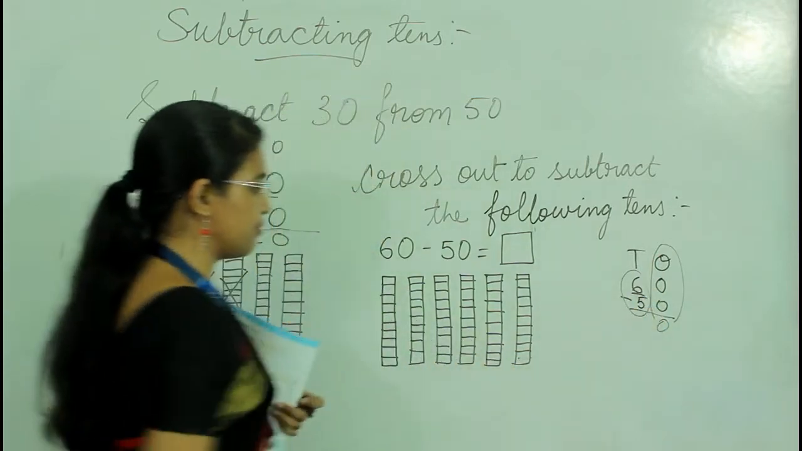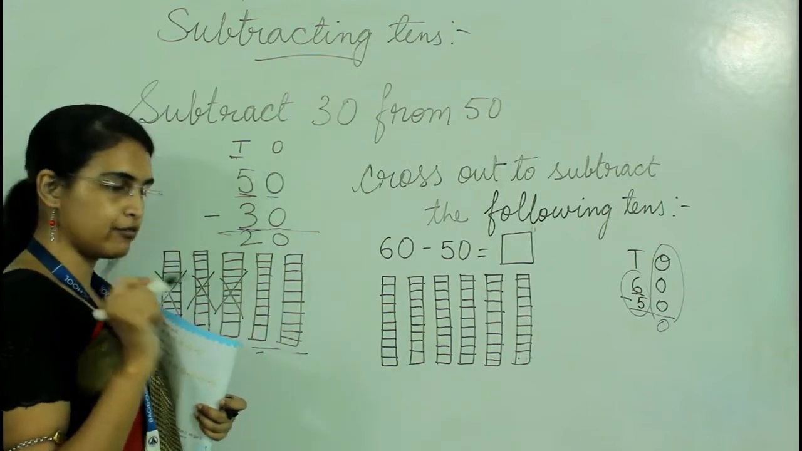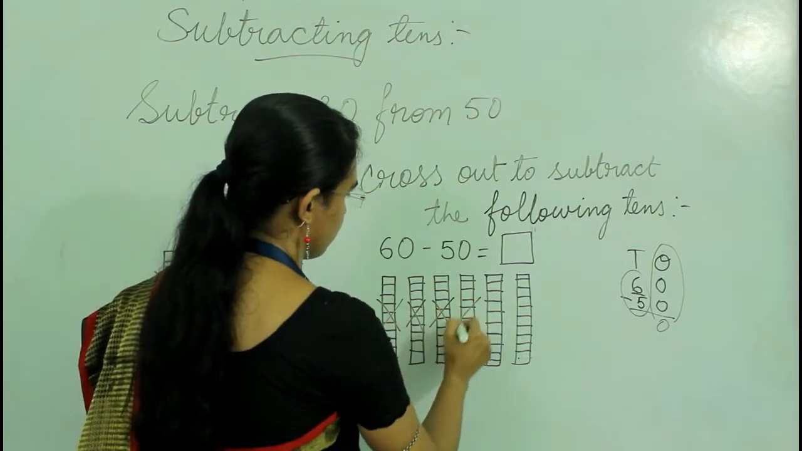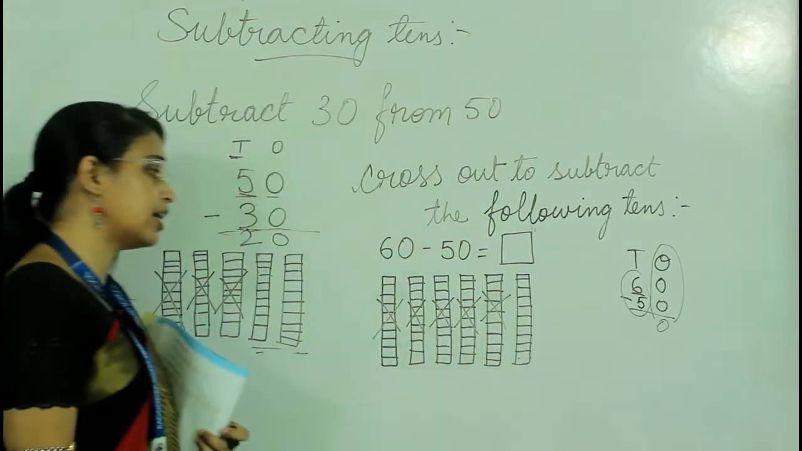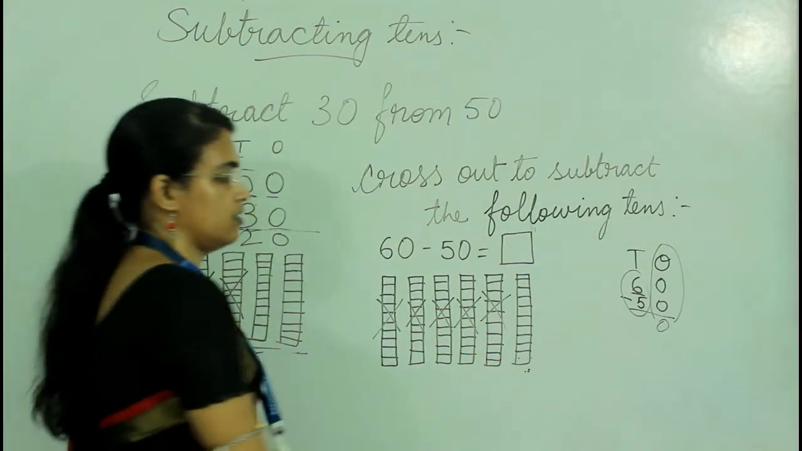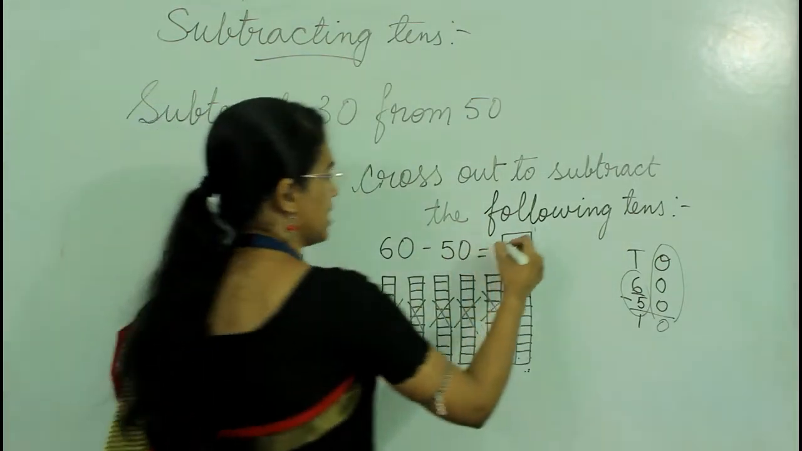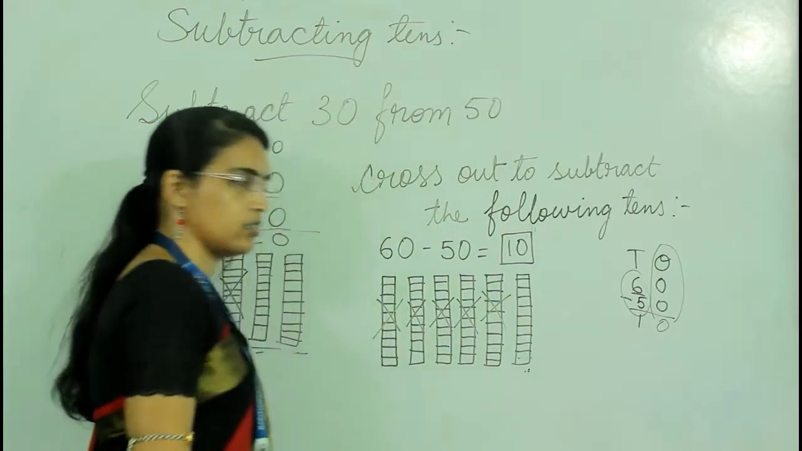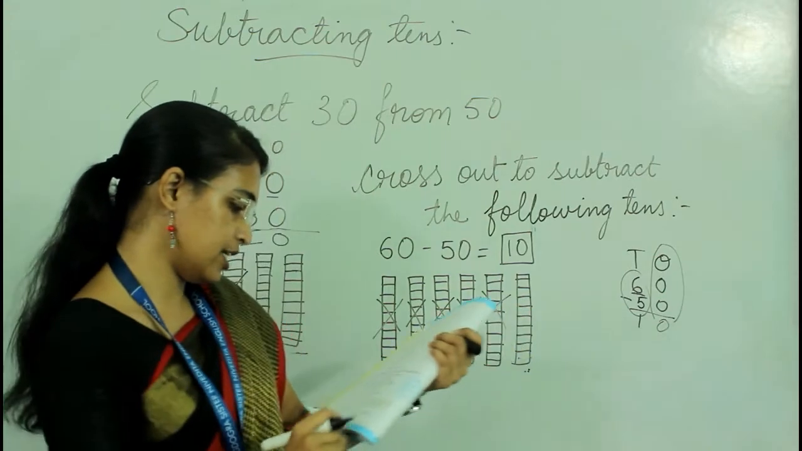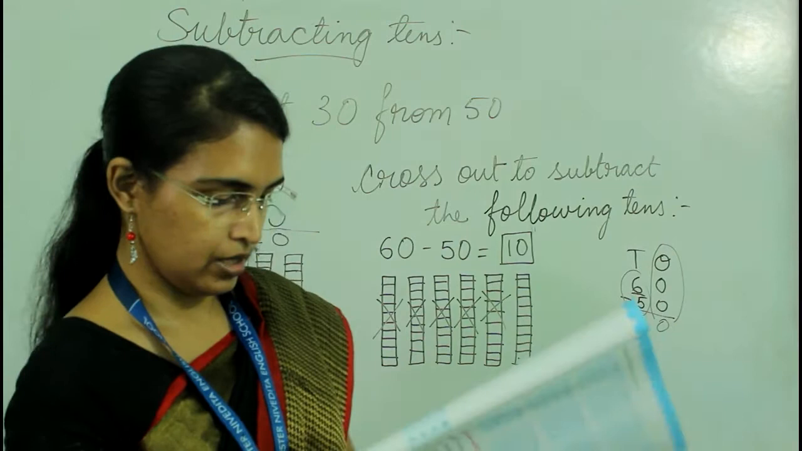So 6 minus 5. We have 6 groups. From 6 groups we have to cut 5 groups. 1, 2, 3, 4, 5. So when we cut 5 groups, how many groups are left? 1. That means 60 minus 50 equals 10. So this is the answer. Okay? So in this way, do the rest of the sums. One I have done, another one you will do at home.